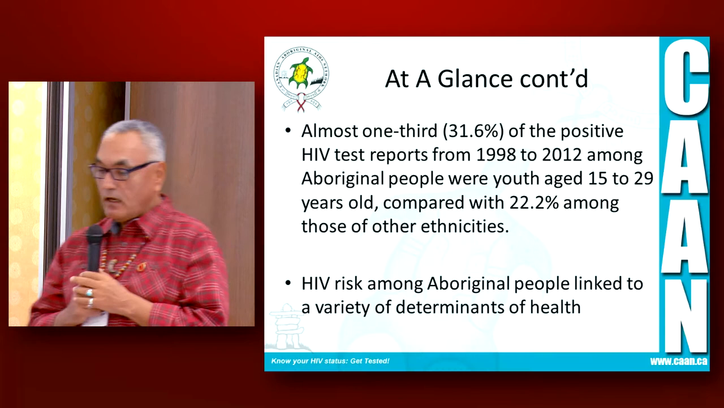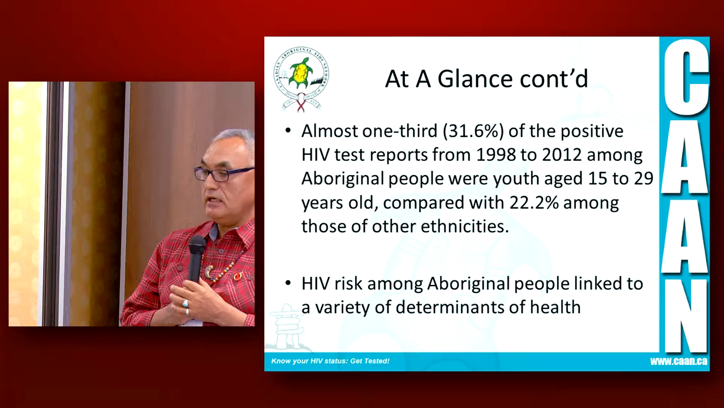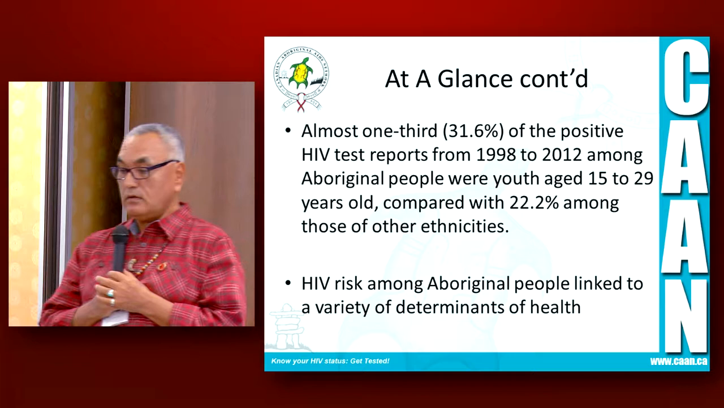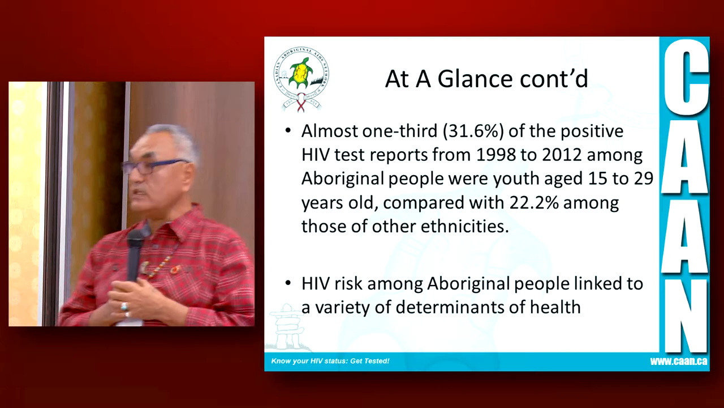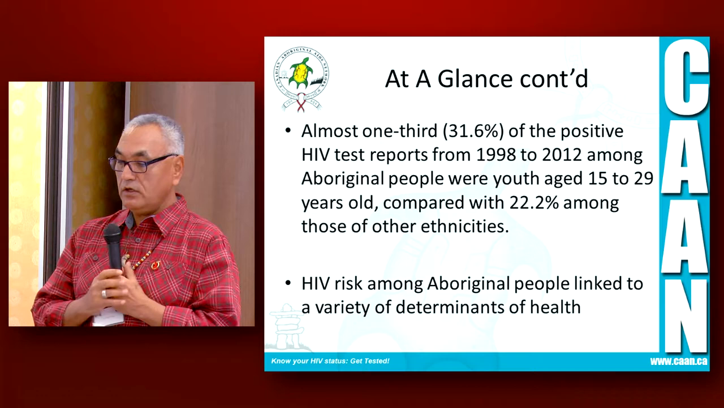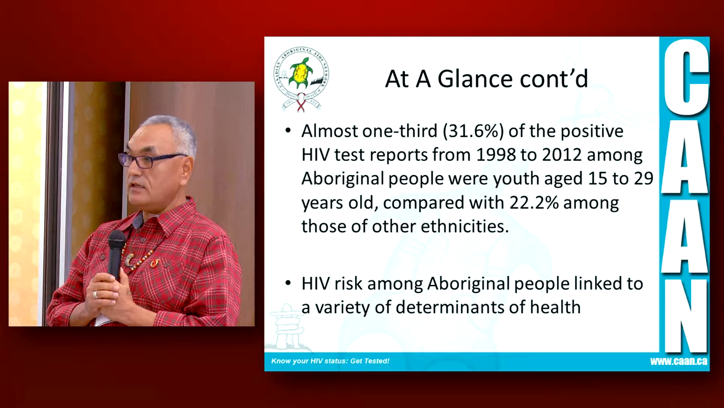Age at the time of HIV diagnosis for Aboriginal peoples tends to be younger than for people of other ethnicities. So almost one-third, or 31.6%, of the positive HIV test reports from 1998 to 2012 among Aboriginal people were youth aged 15 to 29 years old, compared with 22.2% of those of other ethnicities.